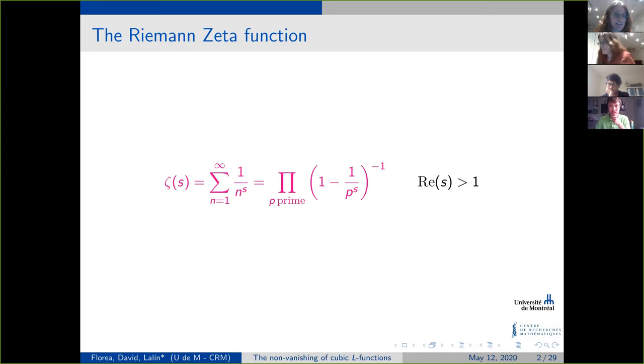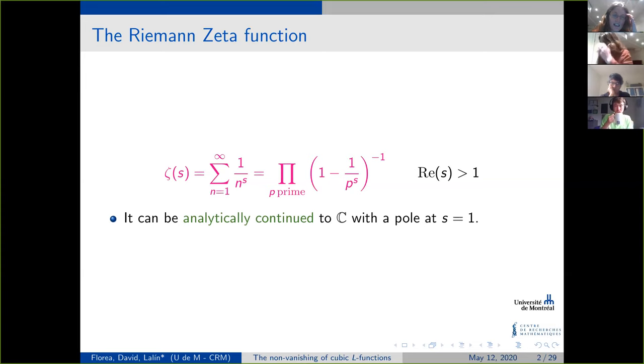And we can also write it as a product over all the primes of (1 minus 1 over p to the s) all to the minus 1, okay? That's coming from unique prime factorization. Now, the Riemann zeta function can be analytically continued to the complex plane with a pole at s equals 1, and that was one of the big ideas of Riemann. Actually, what I wrote before was already known to Euler for real s.